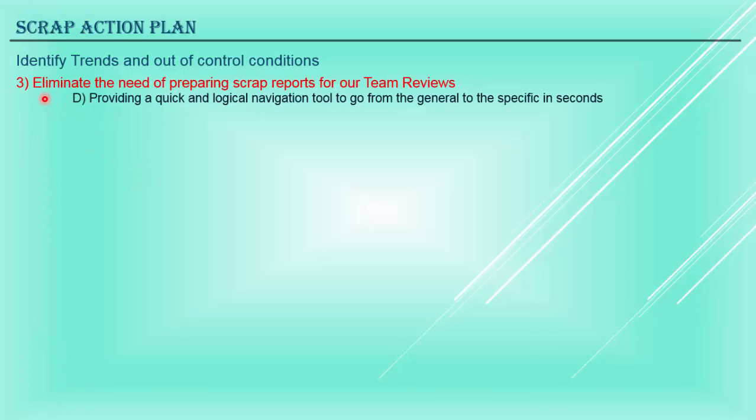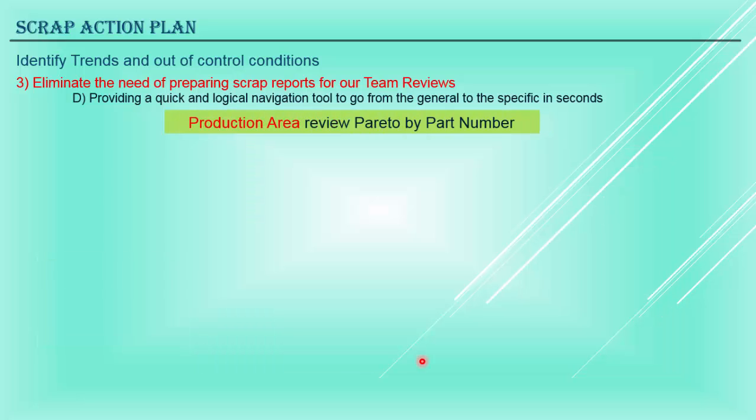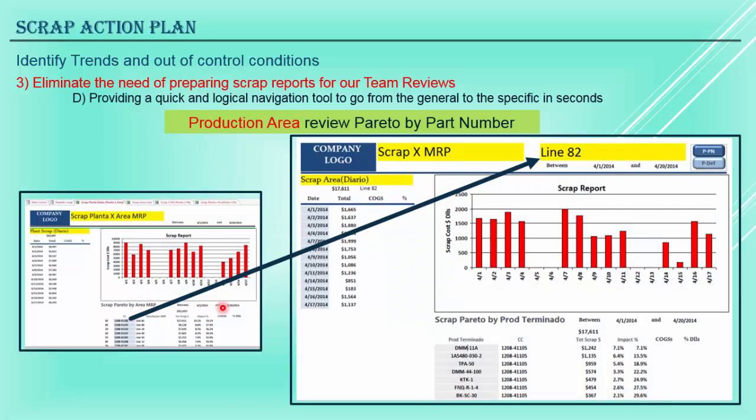Eliminate the need of preparing scrap reports for our cross-functional team reviews. The system has already standardized reports that, by clicking on the specific areas, we will generate automatic reports, and this is going to take us from the general. For example, here we are analyzing the plant report with a Pareto chart by production area. From there we can navigate to a particular production area and get the details and the trends by part number.